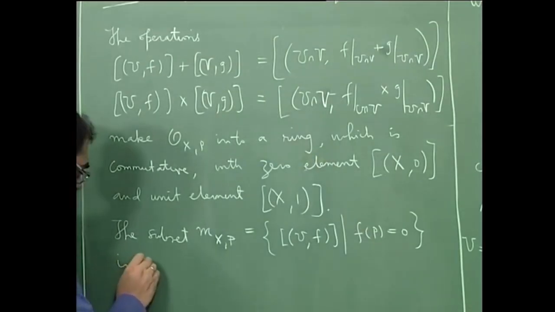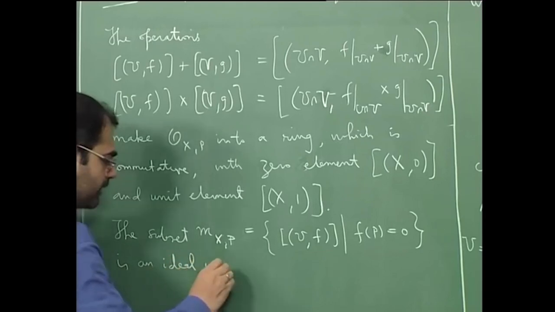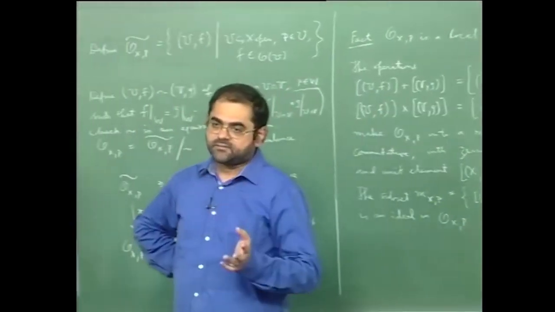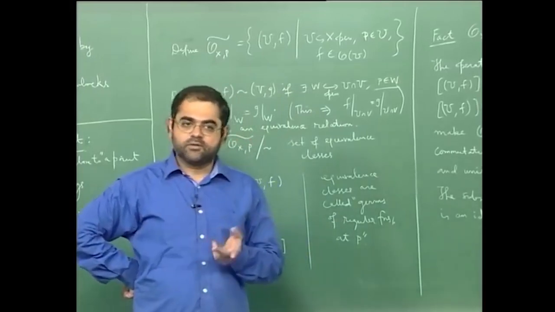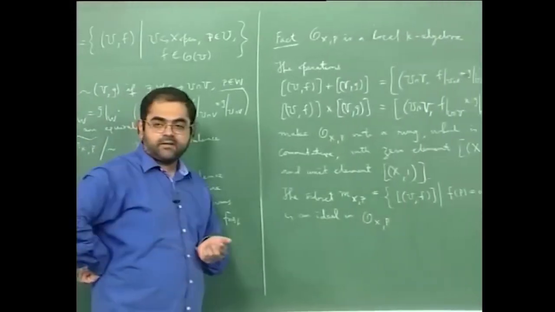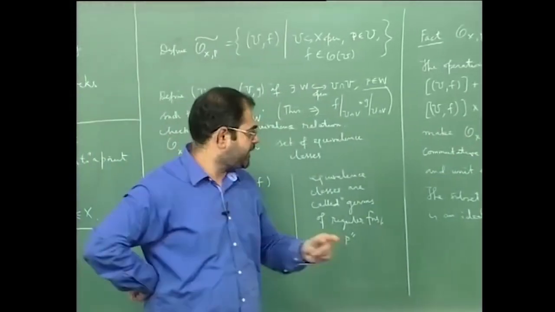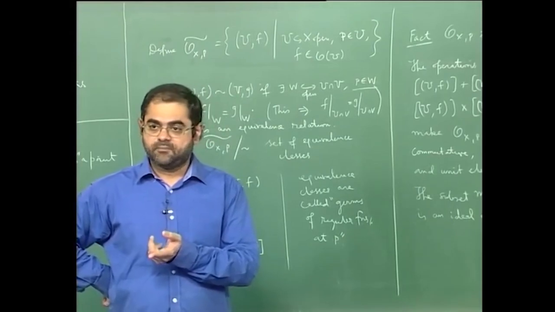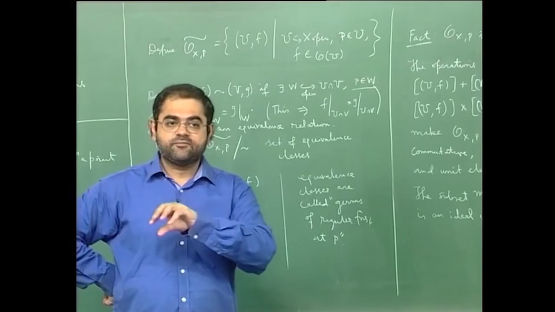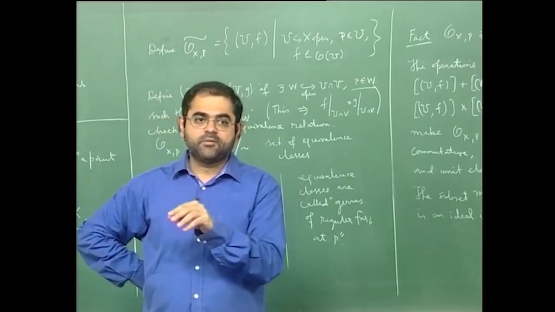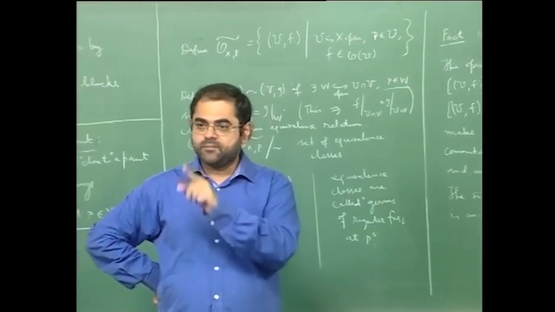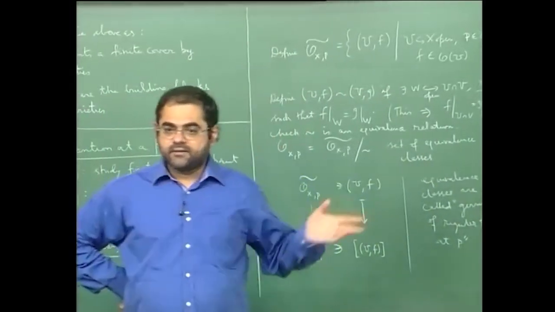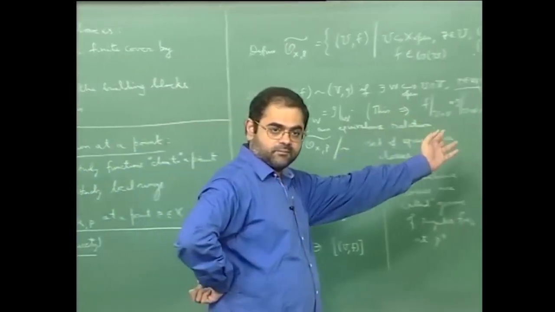Then this is an ideal in O_{X,P}, that is very clear, because if a function vanishes at a point, then that function multiplied by any other function will also vanish at that point, and the sum of two functions vanishing at a point will also vanish at that point, so it is an ideal. And every element outside that, a germ which corresponds to a function that does not vanish at P, will have an inverse, because the moment f does not vanish at P, then by continuity f will not vanish in a neighborhood of P. On that neighborhood 1/f will be a regular function, and f times 1/f will be 1 on that neighborhood. Therefore every element outside this ideal is a unit, and that tells you that this has to be the unique maximal ideal, and that ring will be local with this unique maximal ideal.